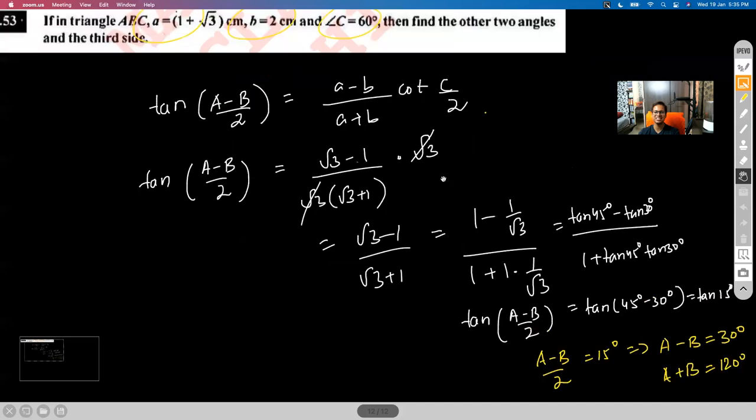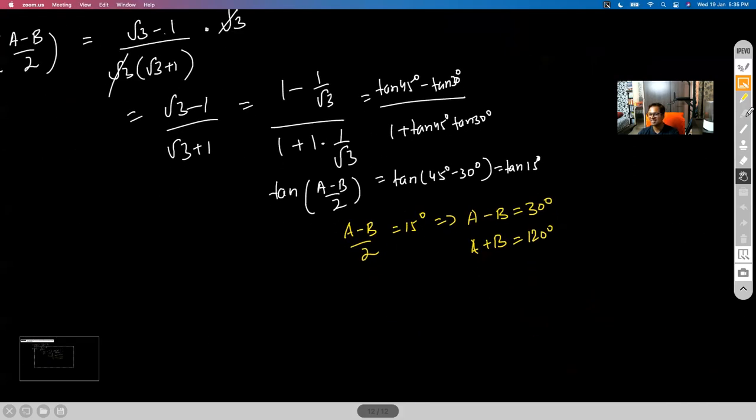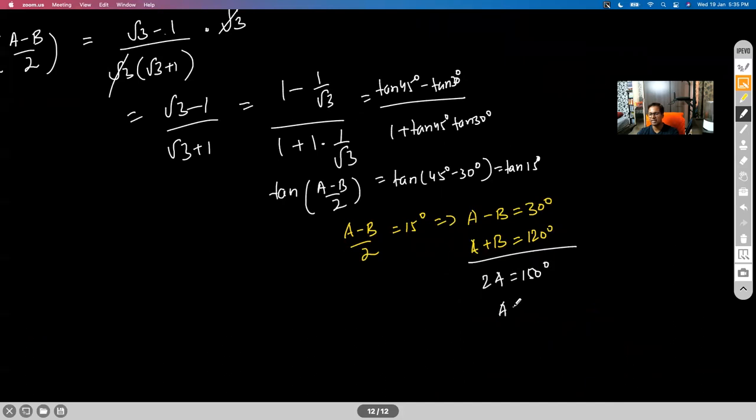And A plus B is already 120 degree, the reason being C is known to you as 60. So A plus B is 120. So if you add them, 2A is 150. That means A will be 75 and B will be 45. There you go. So A and B are found out straight away.